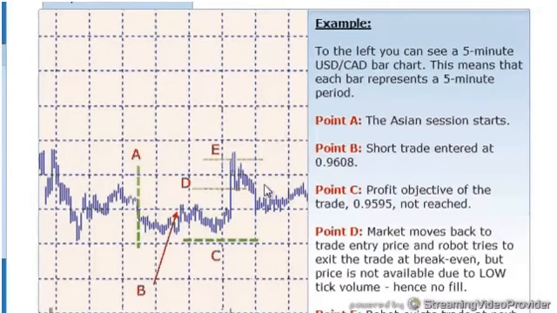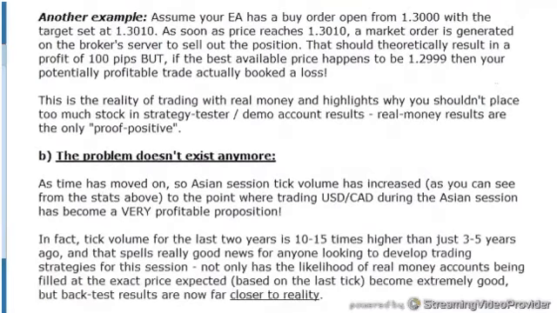If you're forward testing a strategy on a demo account and your system opens or closes a trade, you'll always get filled at the last reported price. That's why it's important in real money live trading conditions. Okay, it's important that you understand that. Let's go ahead and take a look at another example.